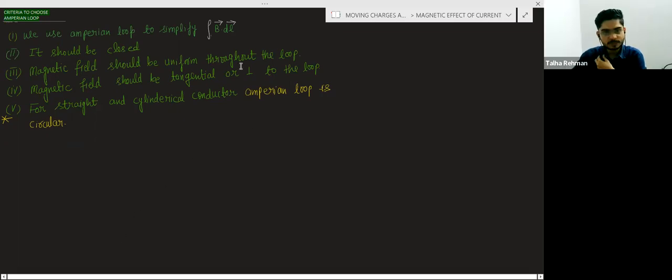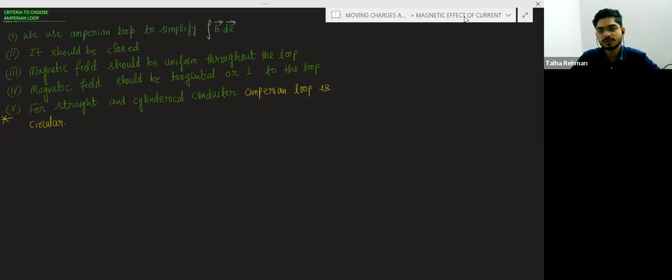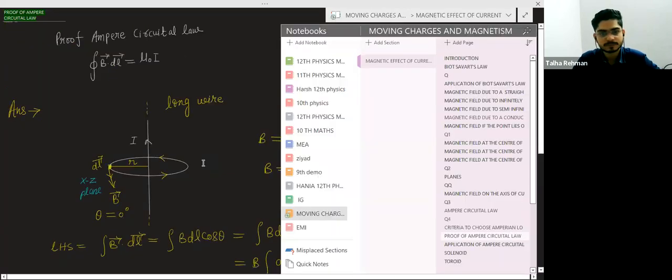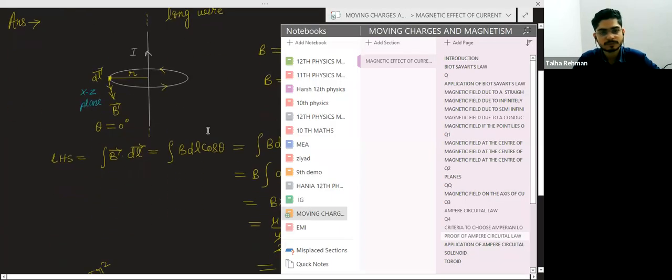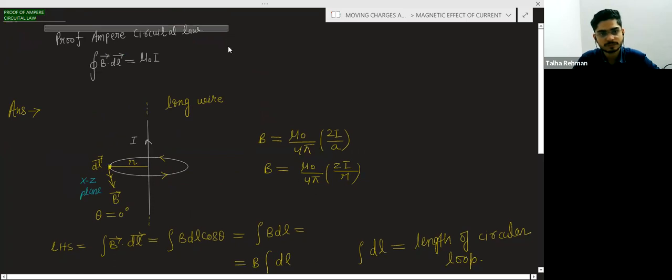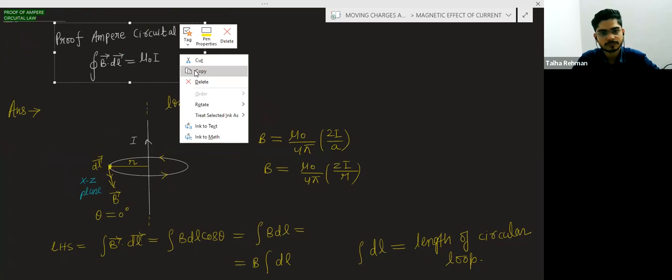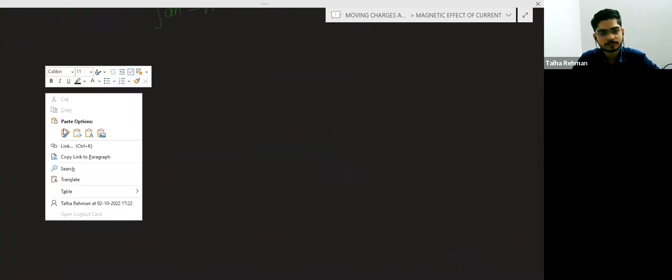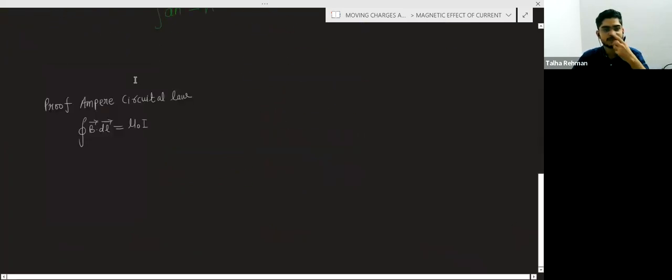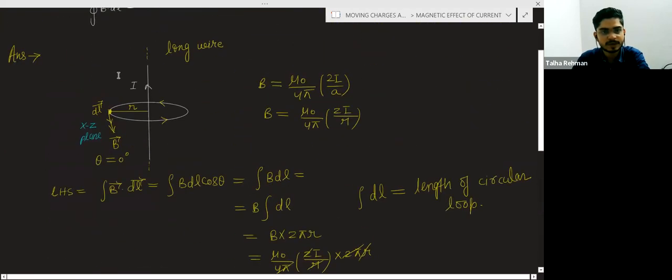Now I will solve one question by using this Ampere's law. Here we will calculate the line integral of magnetic field. Then you can understand the whole story. So this is the question: prove Ampere's circuital law, and I'm just taking this wire.